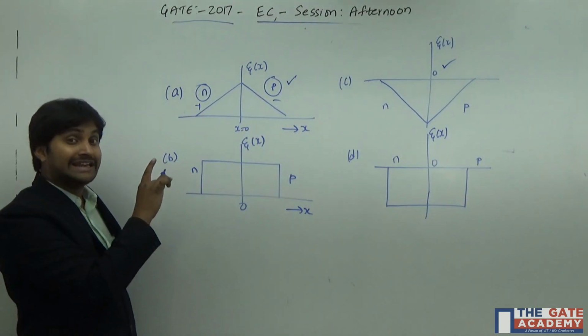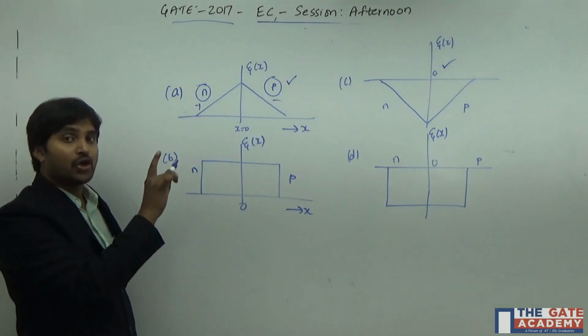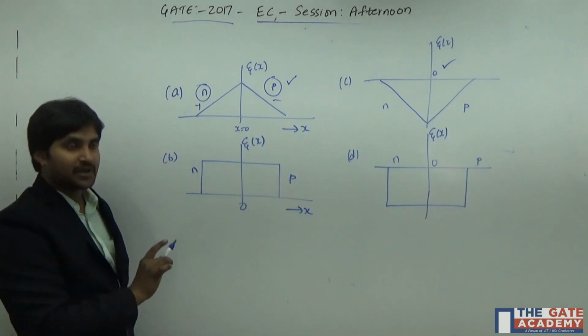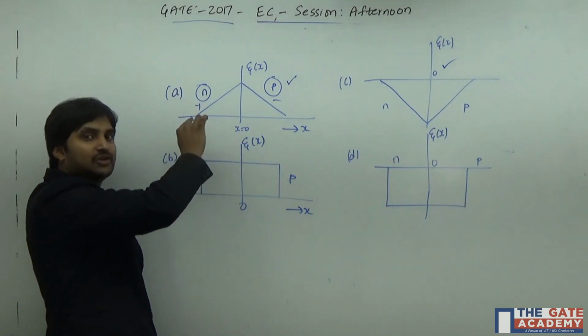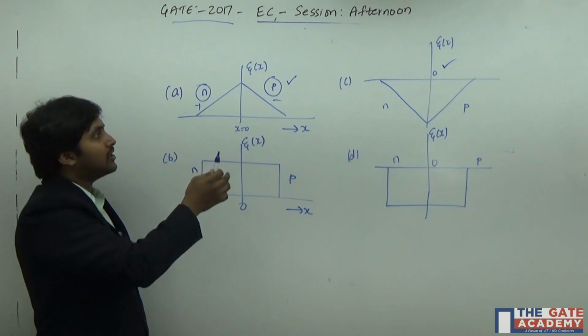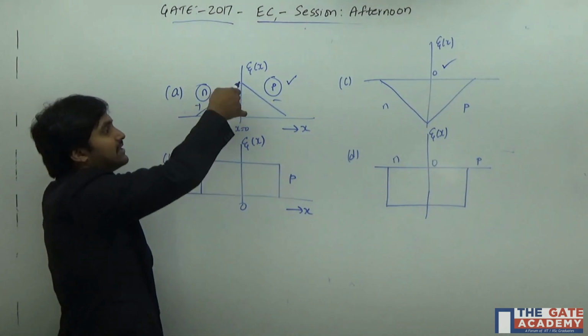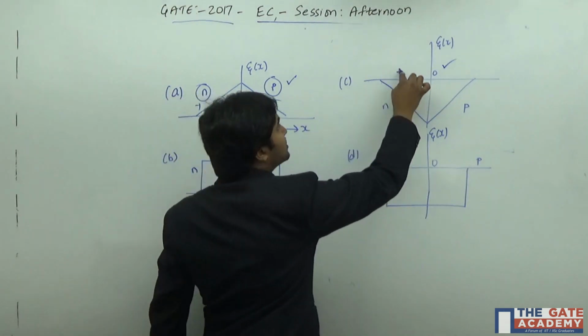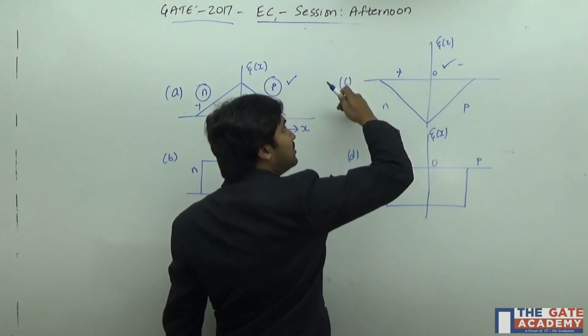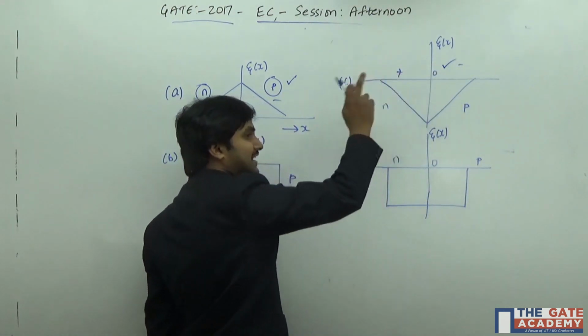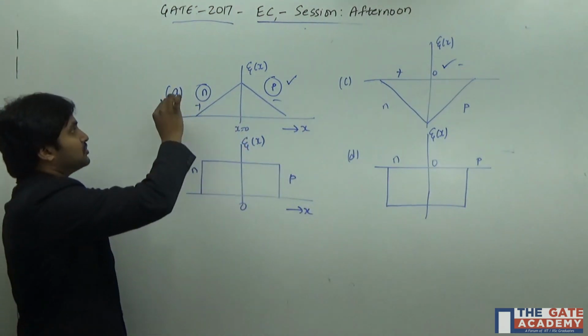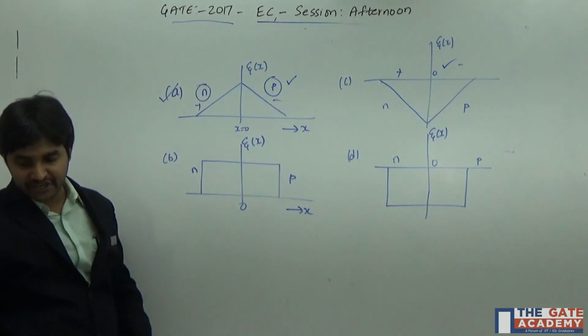When you are integrating the charge density, you are going to get the electric field. When you integrate a positive value, you will only get a positive value. If you integrate a negative value, you will get a negative value. That is what is happening here. But here if you observe, if you are integrating a positive value, you have to get a positive value, but here it is given as a negative value. So the answer for this particular question is option A. It's a straightforward question.